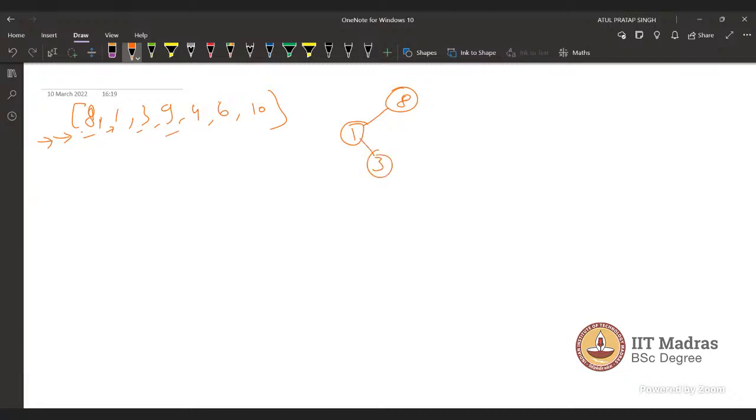Okay, same for the 9. So 9 is greater than 8. So just move to the right side. So empty place is available. Just add this here.